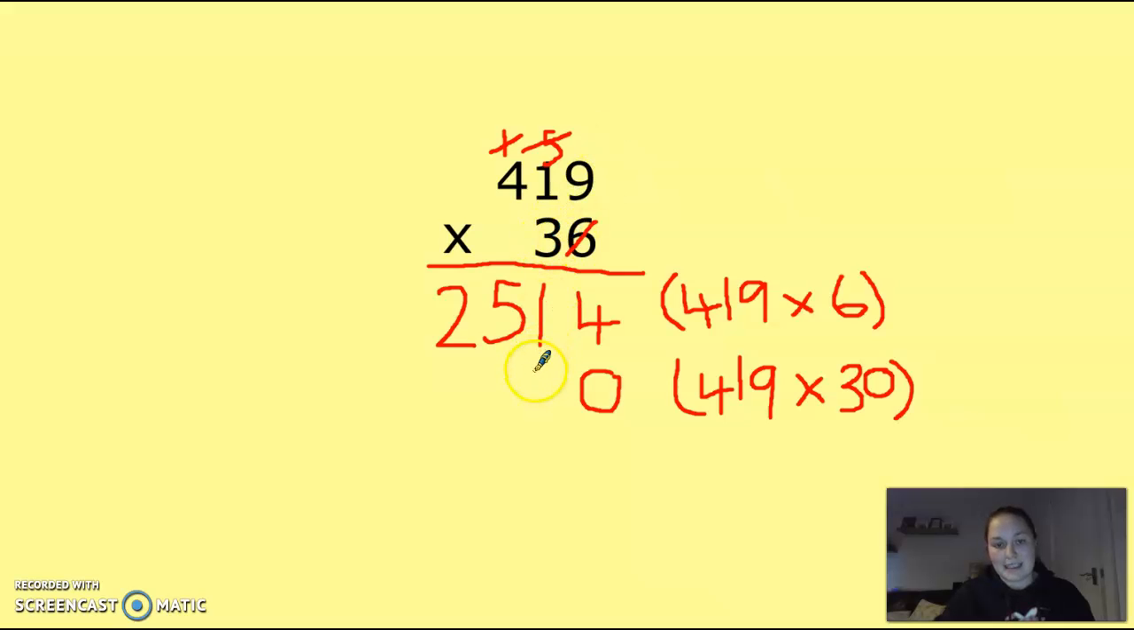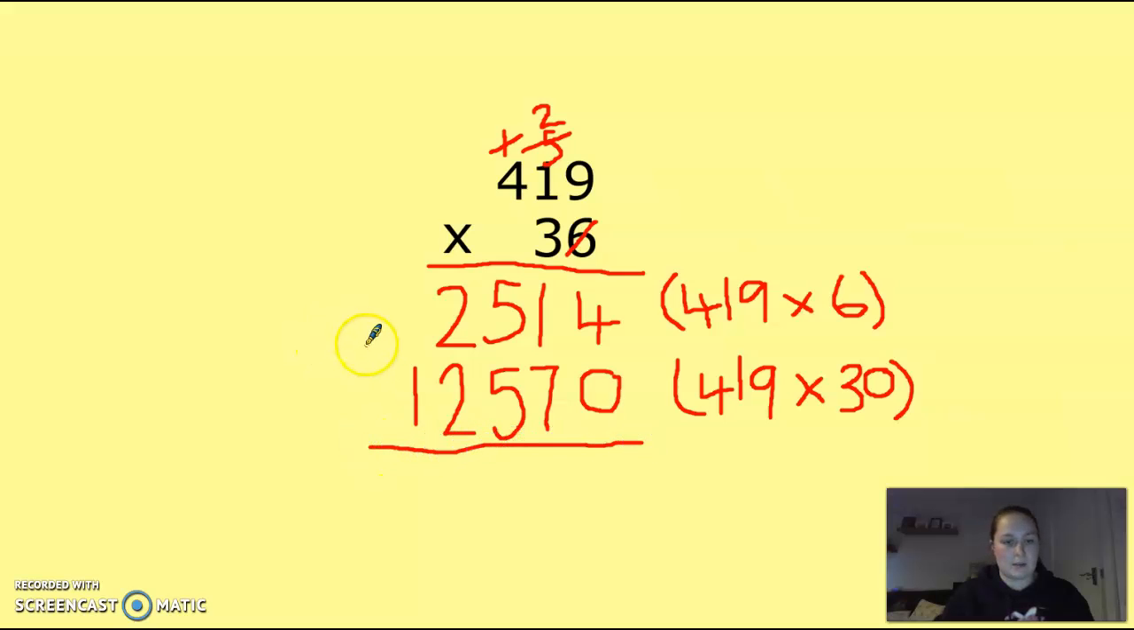3 times 9 is 27. 7 there. 2 there. 1 times 3 is 3, add the 2 is 5. And then 4 times 3 is 12. Again, make sure you're lining these digits up as best you can so that when you add them, it's going to be accurate. It's a dodgy add sign.